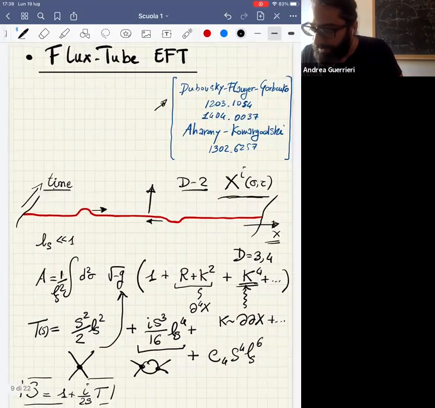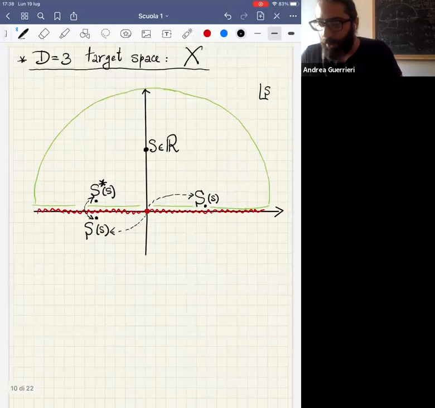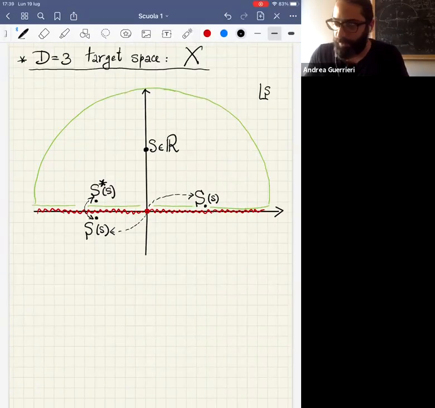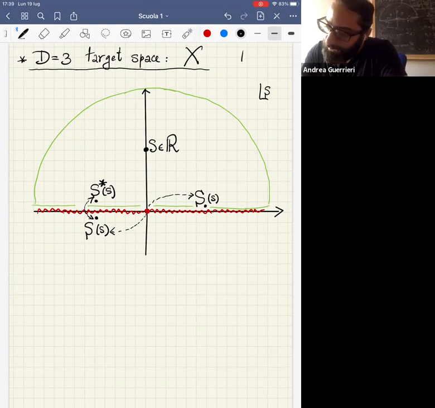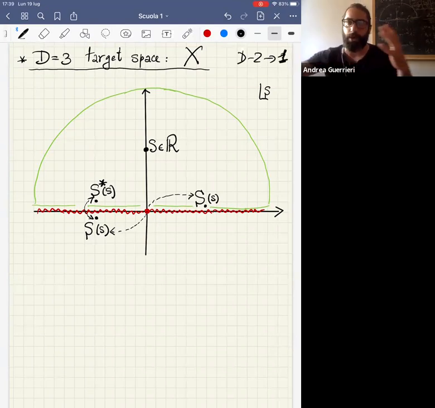Now, let's see what the expected analytic properties are for the S matrix, or the amplitude. We are going to do this in the 3-dimensional target space. Why 3-dimensional? Because again, d minus 2 when d equals 3 is just 1. So we have just one field, and the structure of crossing and everything is much simpler.